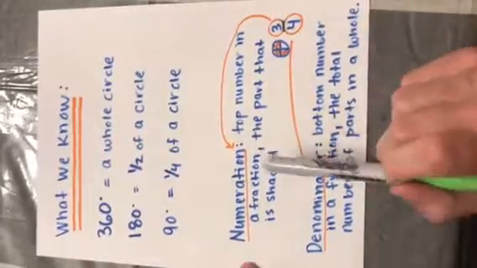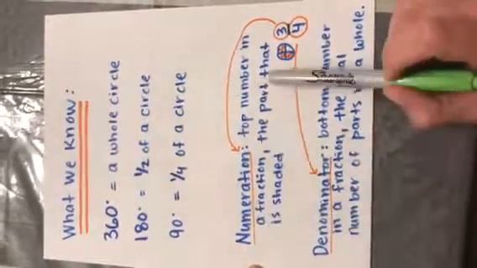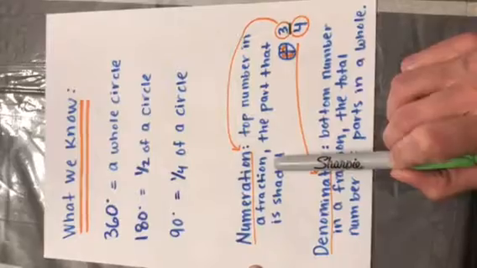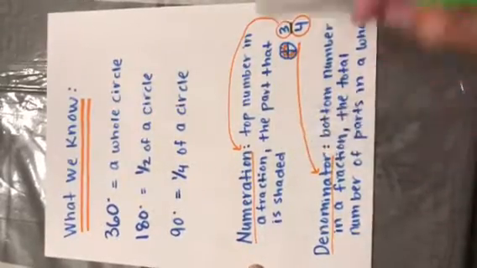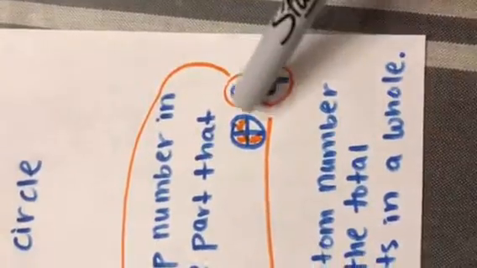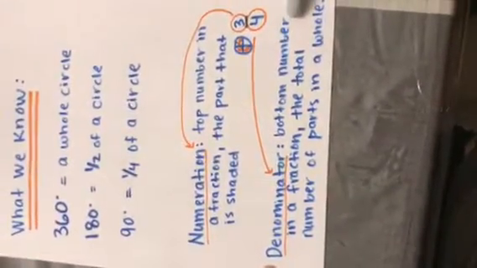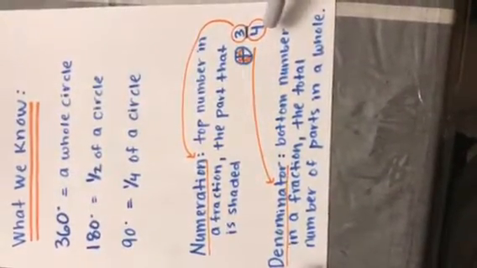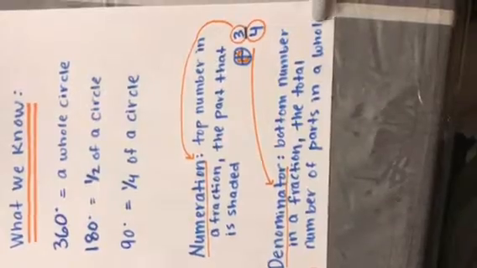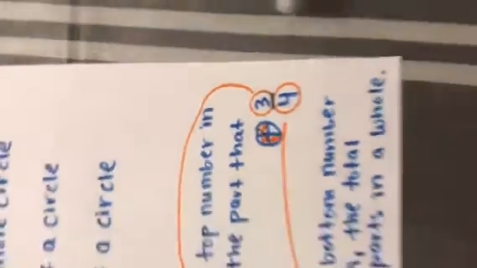We also know that in a fraction, the numerator is the top number in the fraction, and it's the part of the fraction that is shaded. So here in our fraction 3/4, the top number is 3. You can see 3/4 of the picture is shaded. The denominator is the bottom number of the fraction, and that is the total number of parts in the whole. So again, we have our fraction 3/4. Our denominator is 4 because there are 4 total parts in the fraction.